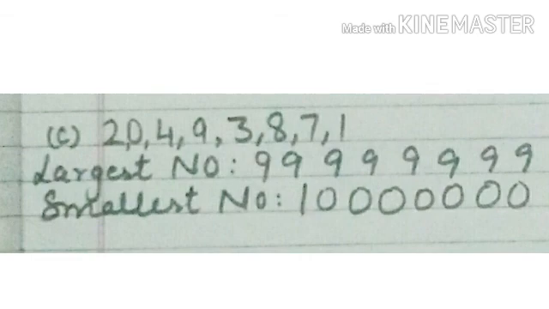99,999. As the least digit here is 0, but 0 does not give any value to the numeral if it is placed at the extreme left side. So what we will do, we will write the next greater numeral after 0. The next greater numeral after 0 is 1, and we'll put 7 zeros to it. That will make the 1 crore.